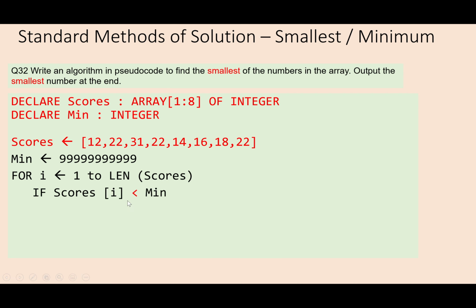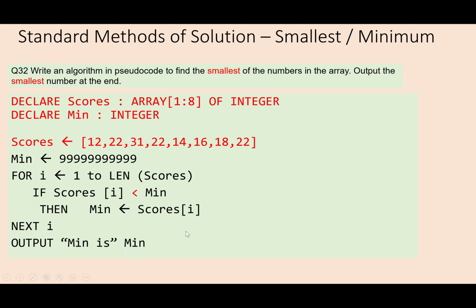If scores I is less than min, so if 12 is less than that number there, which clearly is going to be, then we want to make scores I the minimum number, so 12 will become the smallest number, and then we go around again and we take 22, so I becomes 2, so scores 2, which is 22. Is that less than min? But it's not, because min is currently 12. 22 is not less than 12, so we don't do that. So we go around again. So 12 is still the smallest number. Okay, and then we can output min at the end.